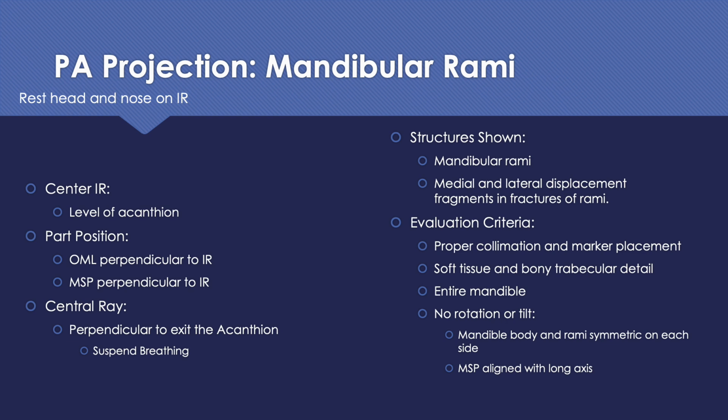For the structure shown in this projection, it will be the mandibular rami, and also showing the medial and lateral displacement fragments in fractures of the rami. For our evaluation criteria, we'll have proper collimation and marker placement, as well as showing good soft tissue and bony trabecular detail. We will have the entire mandible with no rotation or tilt. The mandible and rami will be symmetric on each side, with the MSP aligned with the long axis.